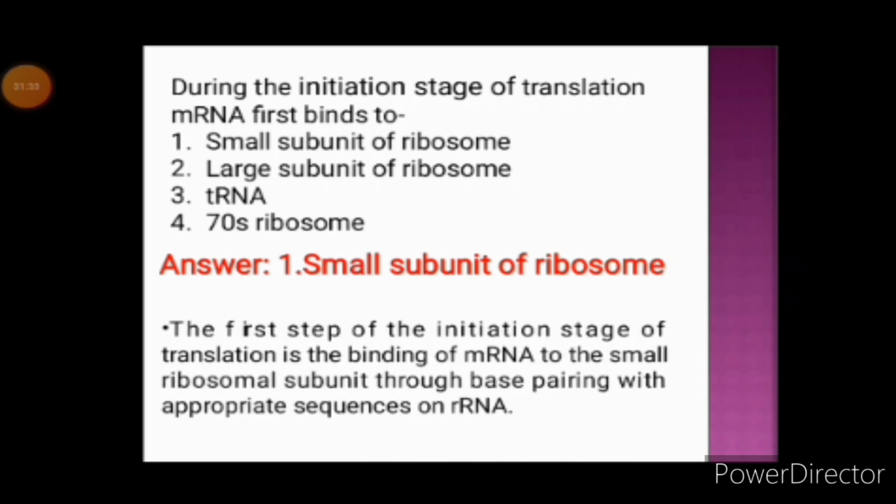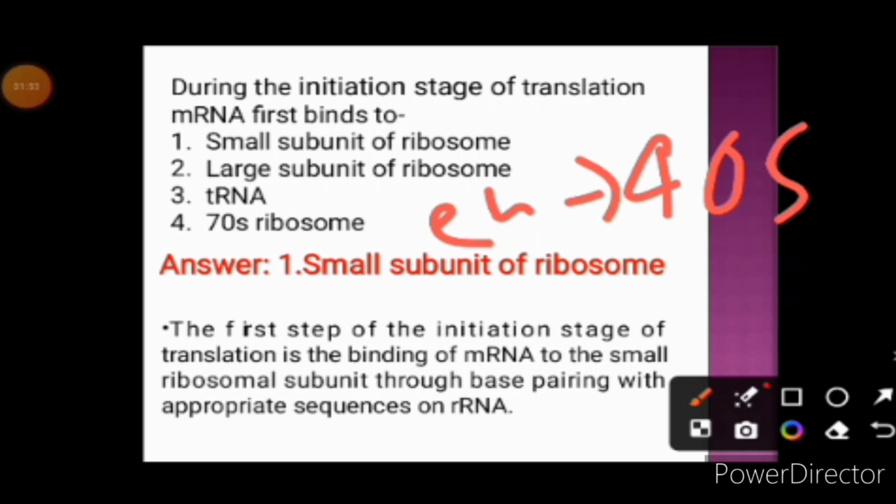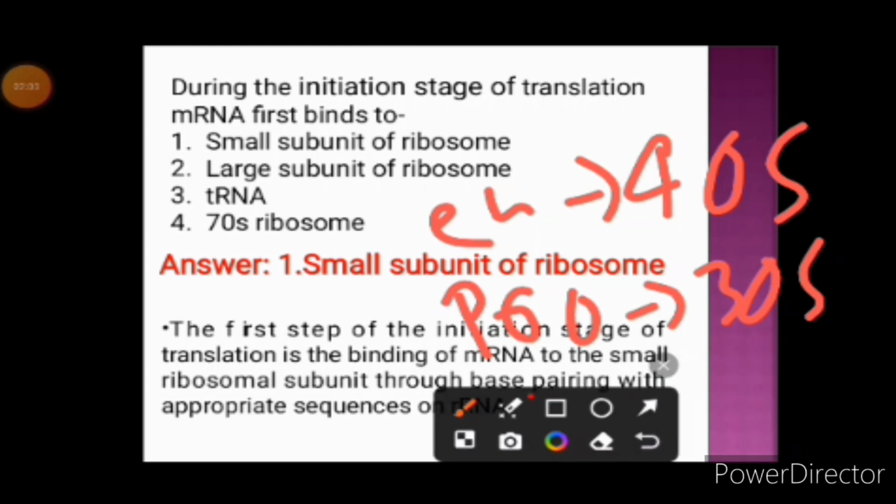The first step of the initiation stage of translation is the binding of mRNA to the small ribosomal subunit through base pairing with appropriate sequences on rRNA. In case of eukaryotes, this small subunit of ribosome is 40S ribosomal subunit, whereas in case of prokaryotes, it is 30S ribosomal subunit.